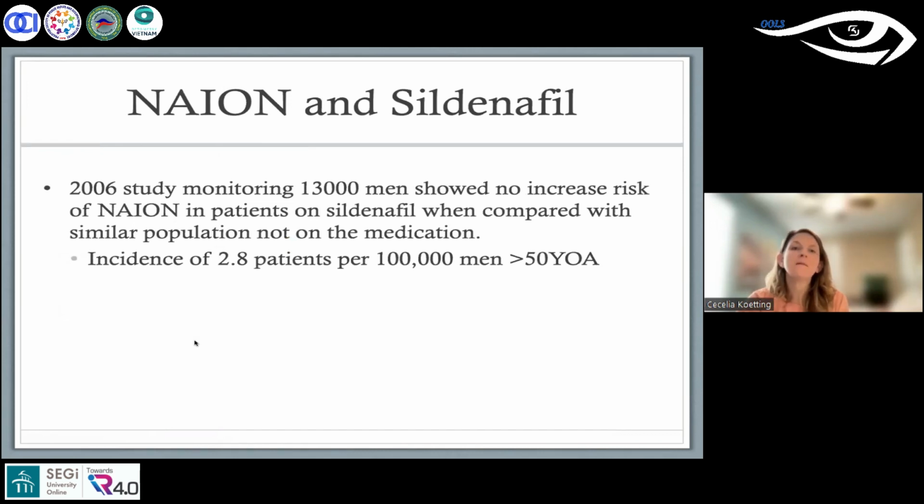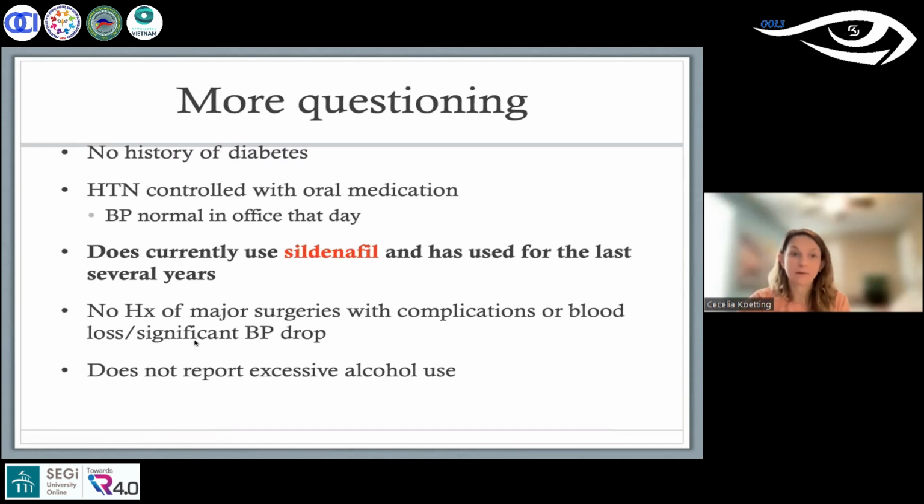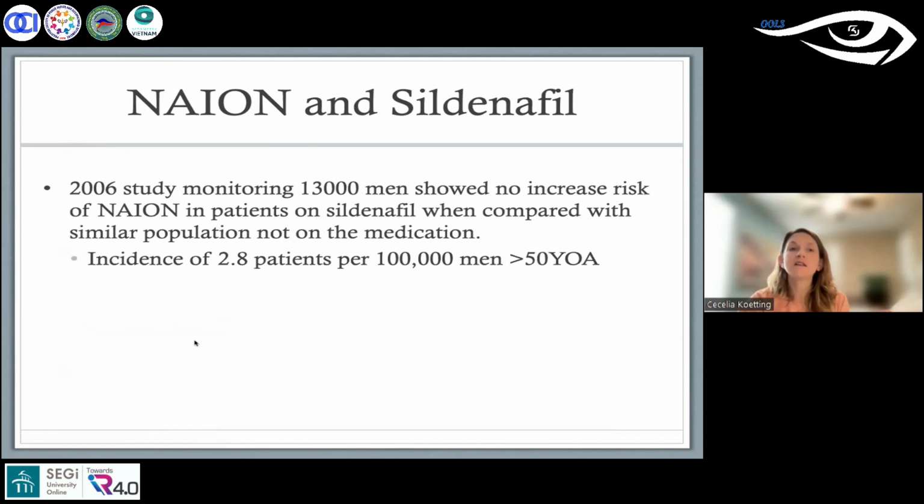But my winner on him was, okay, it's probably sildenafil. And we know that that can cause NAION. The question I really wanted to answer, though, was: is it sildenafil, and do they need to stop, or what is it? Because I was curious what the mechanism is, right? Well, what I started to find was a 2006 study looking at 13,000 men, which showed no increased risk of NAION in patients on sildenafil when compared to a similar population not on the medication. It was an incidence of 2.8 per 100,000 men over the age of 50.